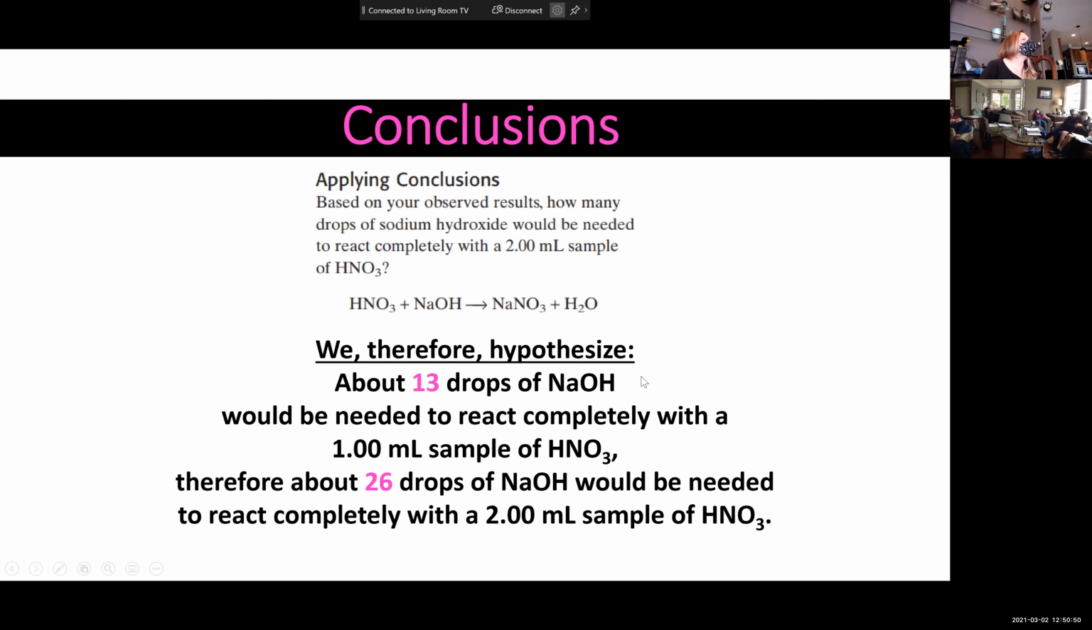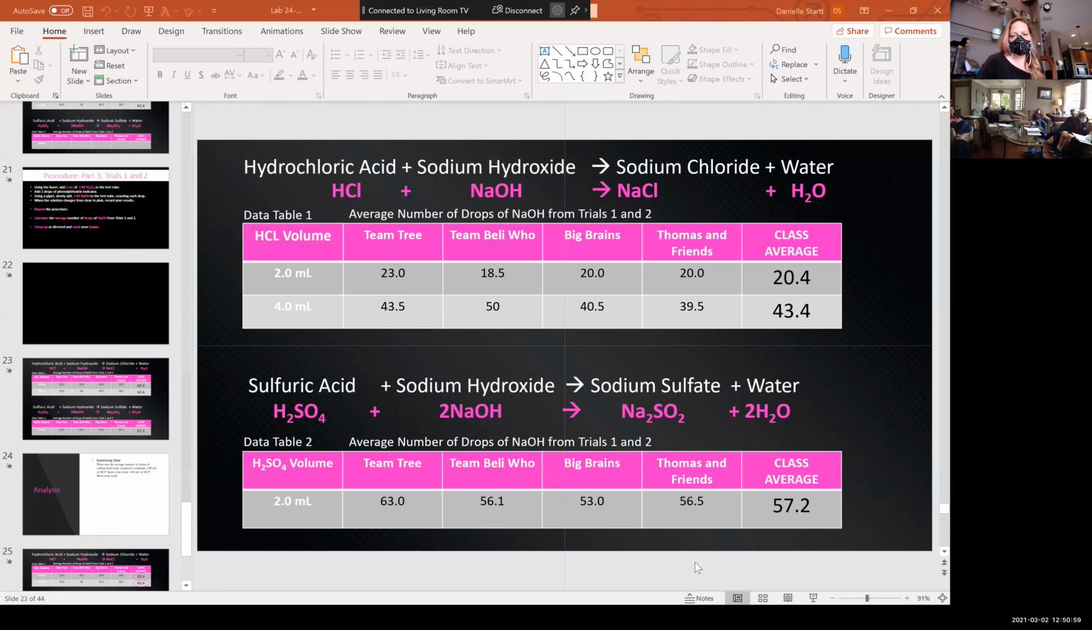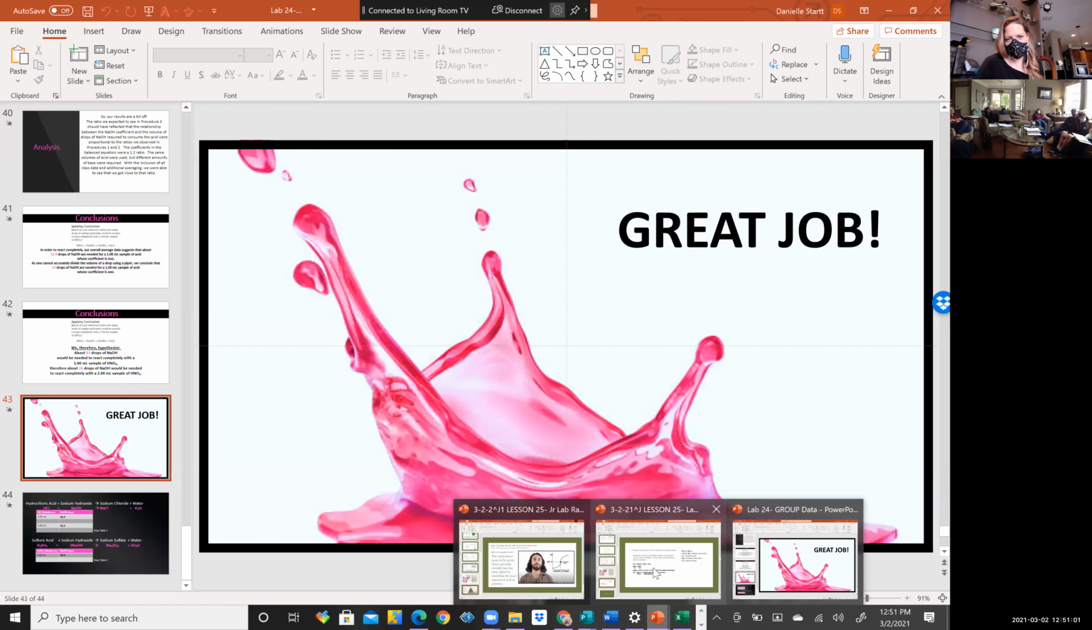You're wanting to do 2 milliliters, so we have to go back to doubling the volume. So it should be around 25 or 26 drops. So hopefully that clears it up a tiny bit?